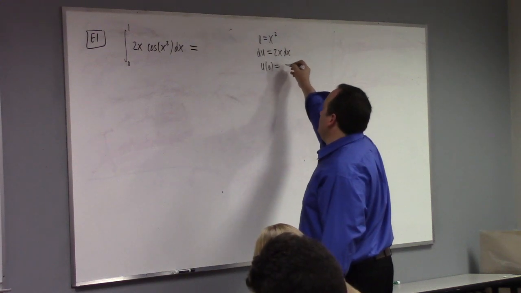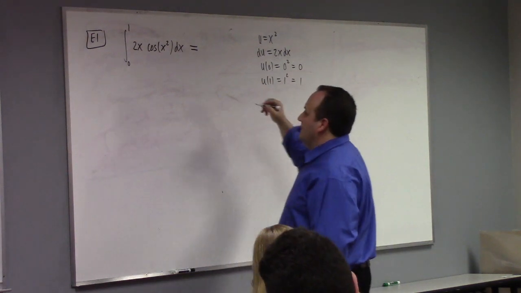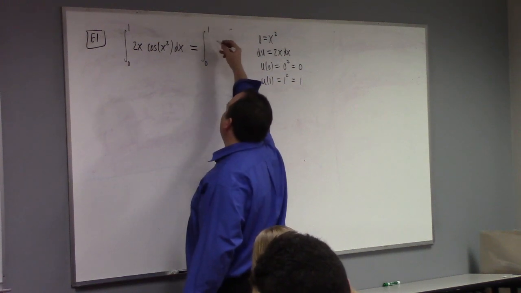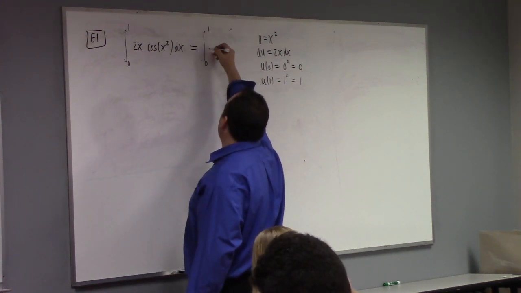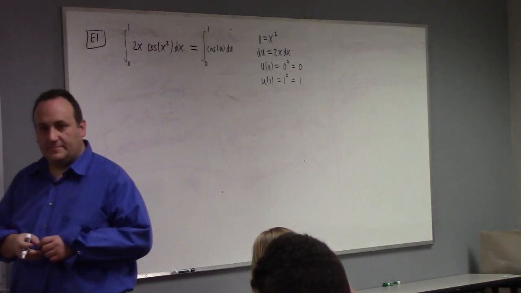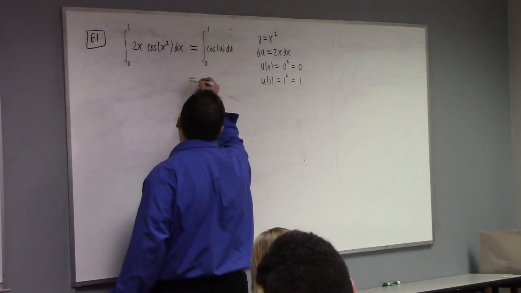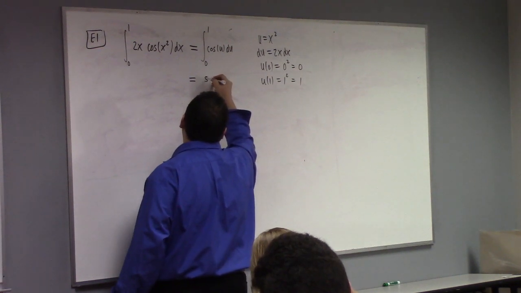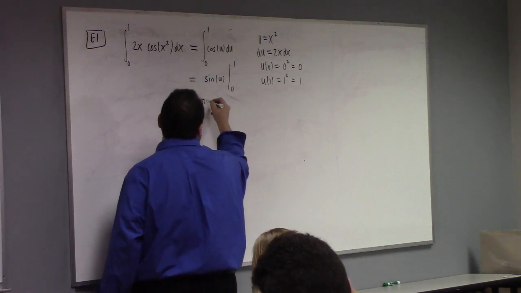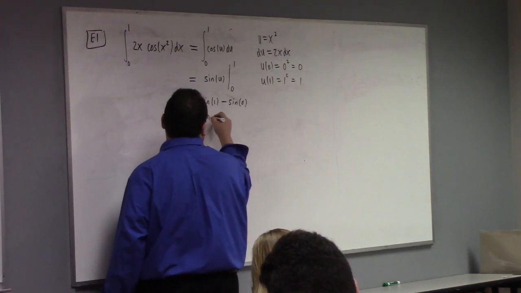u of 0 is 0 squared, which is 0. u of 1 is 1 squared, which is 1. So not a great example for changing the bounds. 0 to 1. So the 2x dx becomes du. We just got cosine of u du, right? And so what's the antiderivative of cosine? Sine, right? So we have sine of u. Use the evaluation bar notation, 0 to 1. So that's sine of 1 minus sine of 0, which is sine of 1.